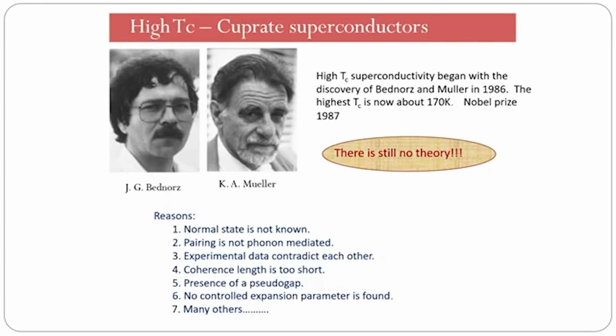So, just one or two slides on these high TC superconductors. There is still no theory, because the normal state, the starting point, is not known. Pairing is not phonon mediated, because phonon mediated pairing would not have given rise to such large TC. There is a lot of experimental data that contradict each other. Coherence length is too short. There is the presence of a pseudo gap, which I will tell you about in a while. There are no controlled expansion parameters, so perturbation theory is not allowed.